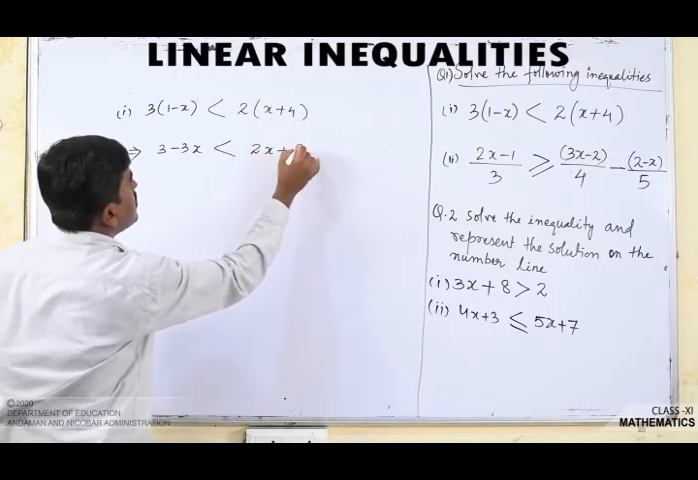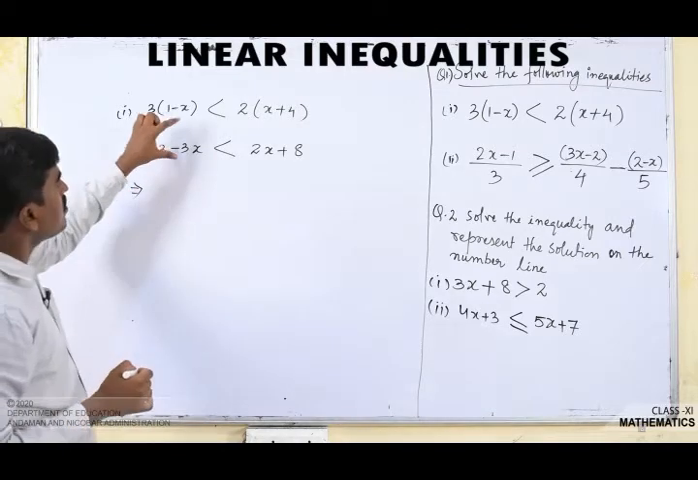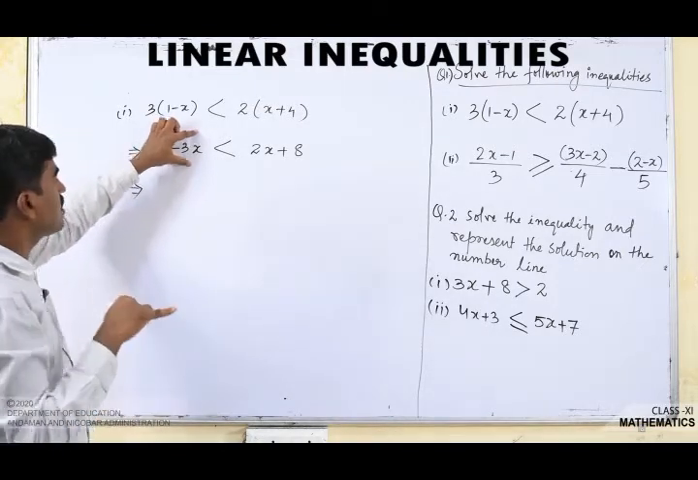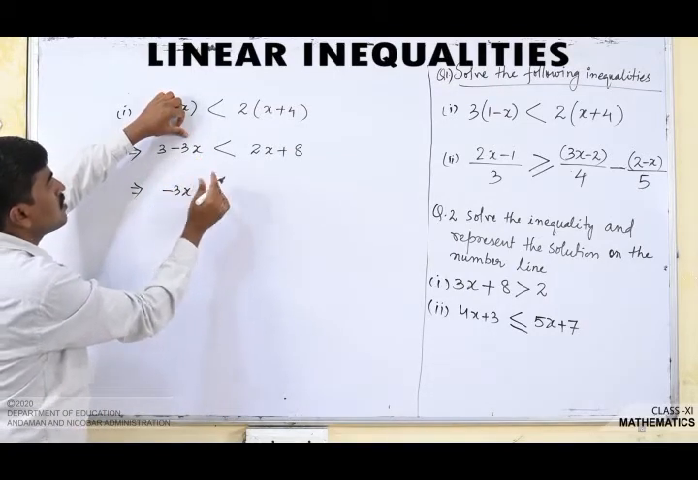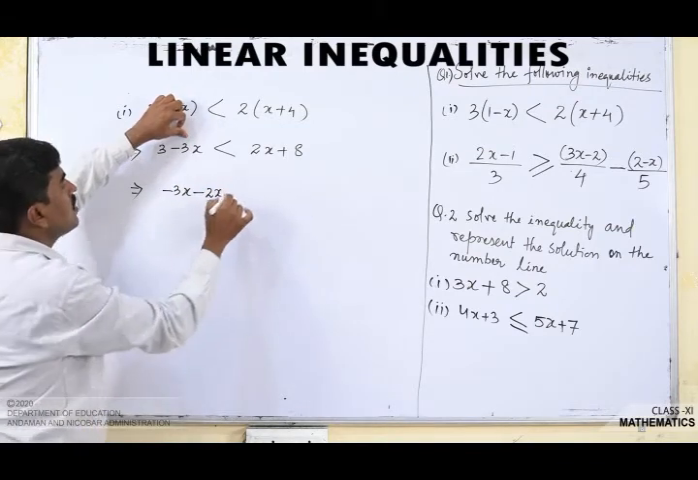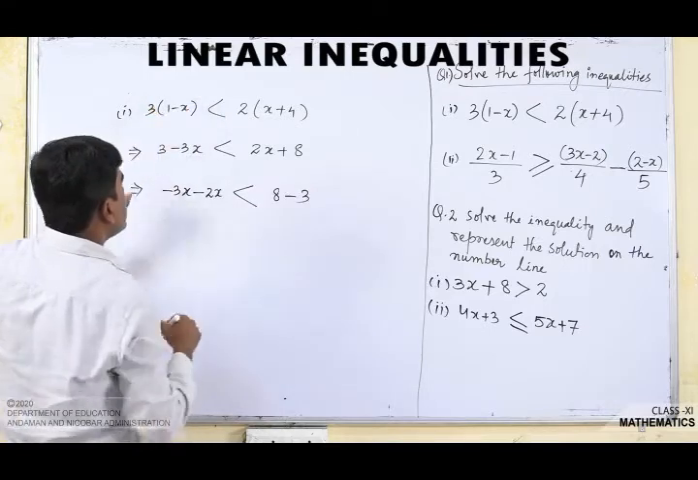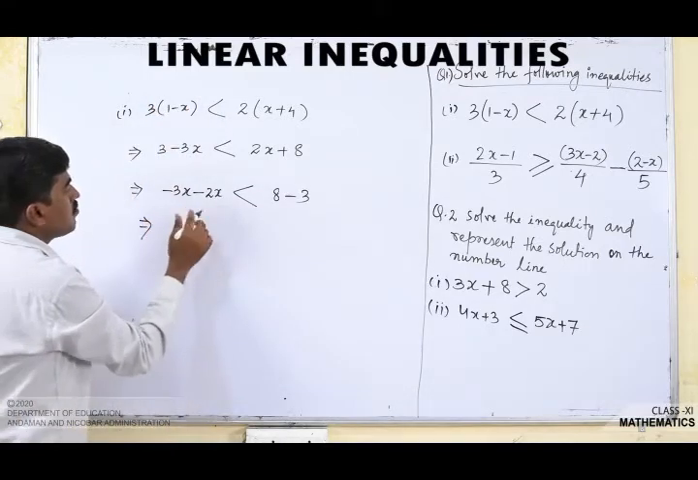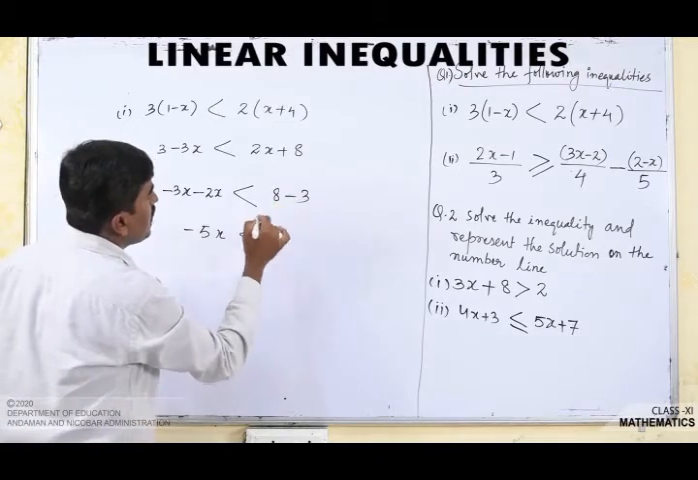Now we can take the variable terms to the LHS. Minus 3x is here, and taking 2x to this side, that is minus 2x, less than 8 minus 3. So that implies minus 5x is less than 5.